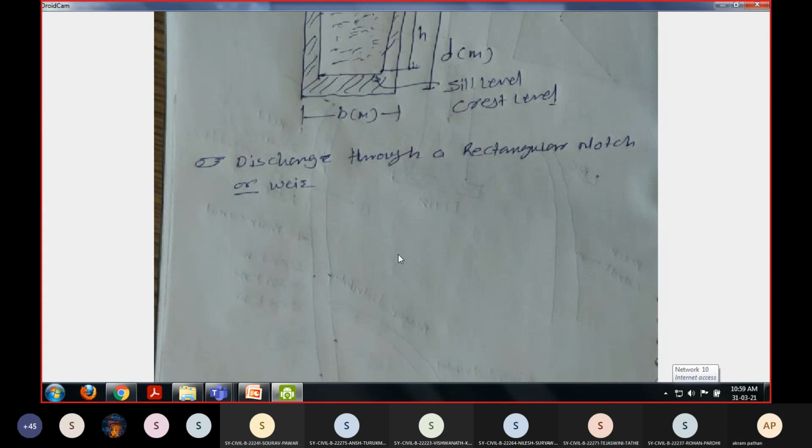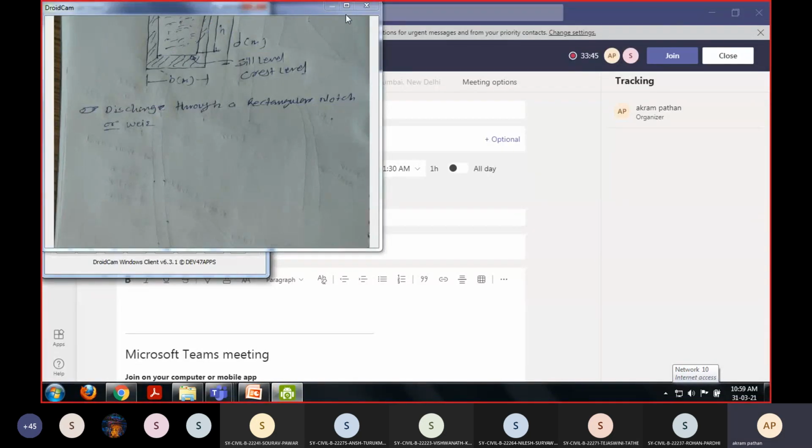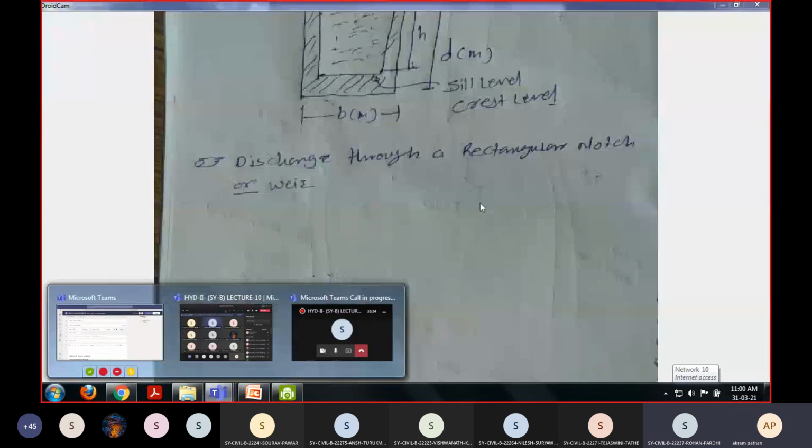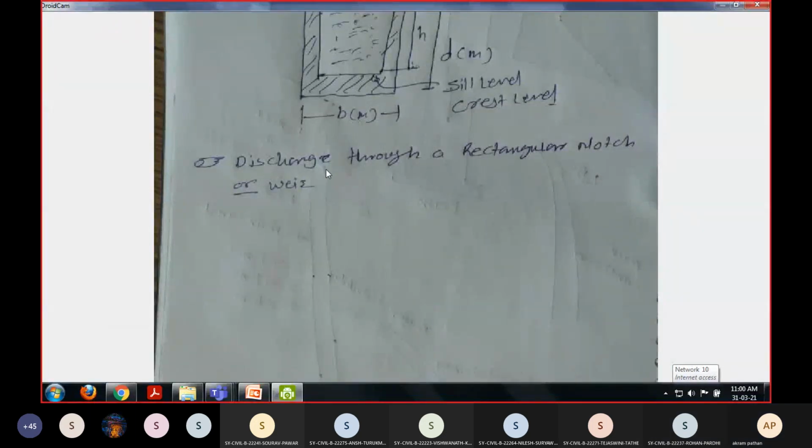Yes. Can anybody tell me, can you see the droid cam? Yes, sir. Okay.